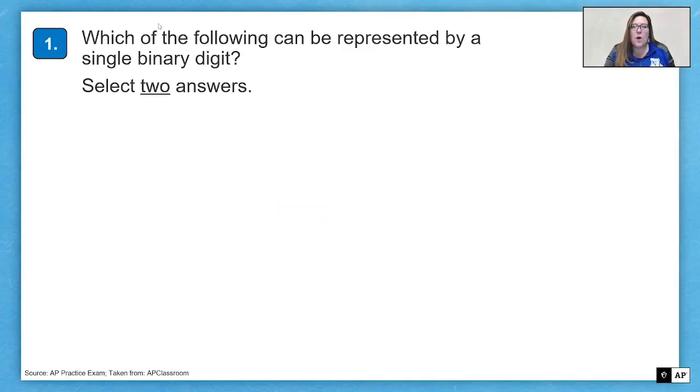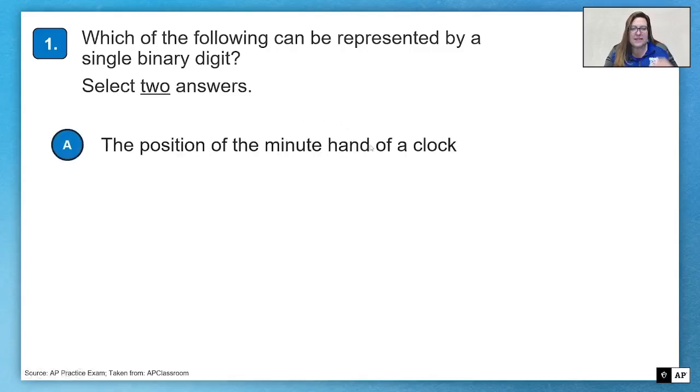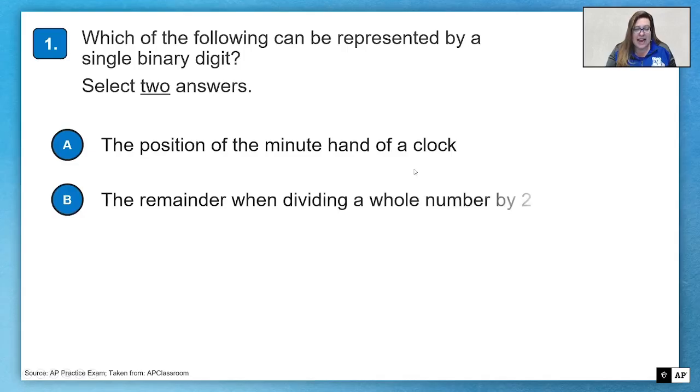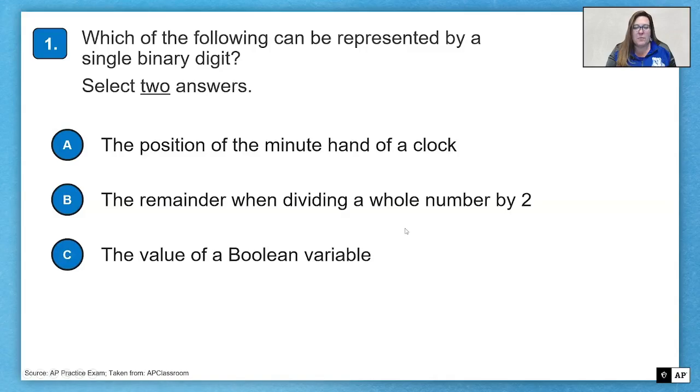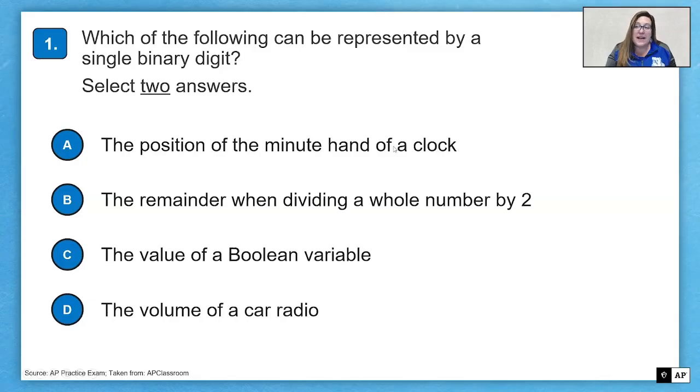For the first one, which of the following can be represented by a single binary digit? Select two answers. So when we look at this, the position of the minute hand of a clock is A, B, the remainder when dividing a whole number by 2, C, the value of a Boolean variable, D, the volume of a car radio. Well, the position of a minute hand has more than two options. Remember, binary, you can only have two options.